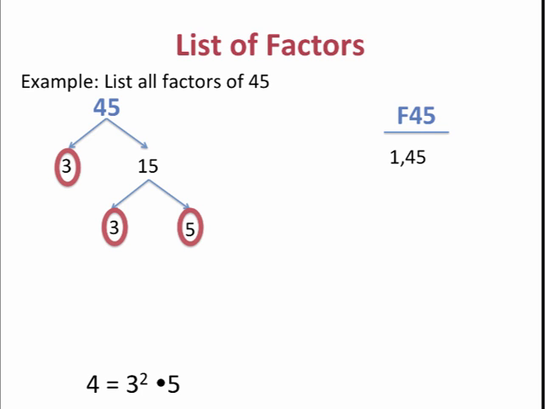Then the next smallest prime number is 3. 3 times what gives me 45? Well, I think about it for a second, and that's 15. The next smallest prime number is 5. 5 and what gives me 45? Well, that would be 9. And I can think of other combinations. 3 times 3 gives me 9, which I've already used. 3 times 5 gives me 15. So I know I'm done. I've already used both of those. So all of my factors of 45 are 1, 3, 5, 9, 15, and 45 itself.